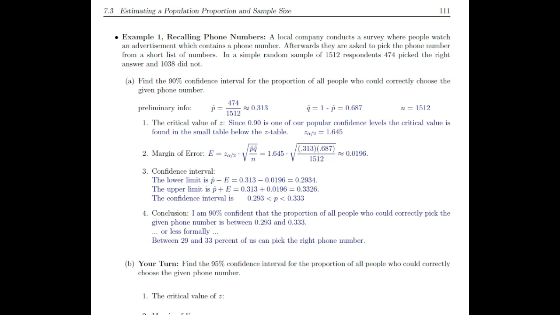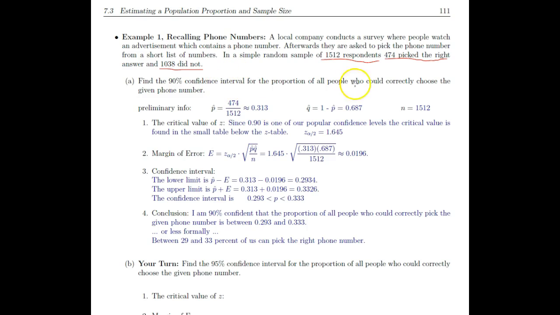So this one is going to be about recalling phone numbers. A local company conducts a survey where people watch an advertisement which contains a phone number. Afterwards, they are asked to pick the phone number from a short list of numbers. In a simple random sample of 1,512 respondents, 474 picked the right answer and 1,038 did not. And we're trying to find the 90% confidence interval for the proportion of people who could correctly choose the given phone number.